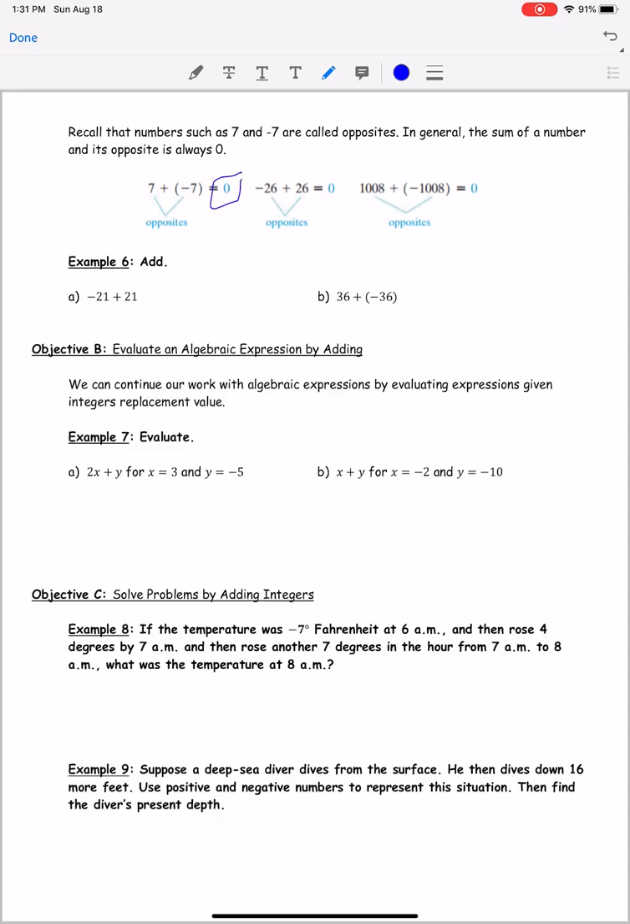Okay, and it doesn't matter the order that these are in. So notice this one's positive then negative. This one's negative then positive. It does not matter. If they are opposites, they are 0.